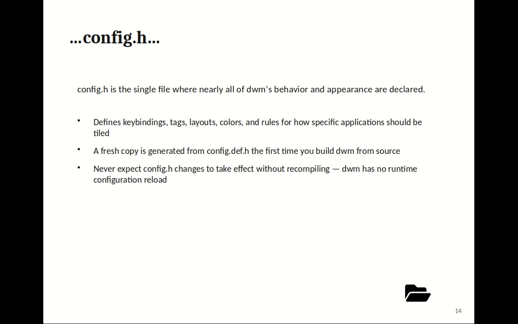Config.h. Config.h is the single file where nearly all of DWM's behavior and appearance are declared. It defines key bindings, tags, layouts, colors, and rules for how specific applications should be tiled. A fresh copy is generated from config.def.h the first time you build DWM from source. Never expect config.h changes to take effect without recompiling. DWM has no runtime configuration reload.